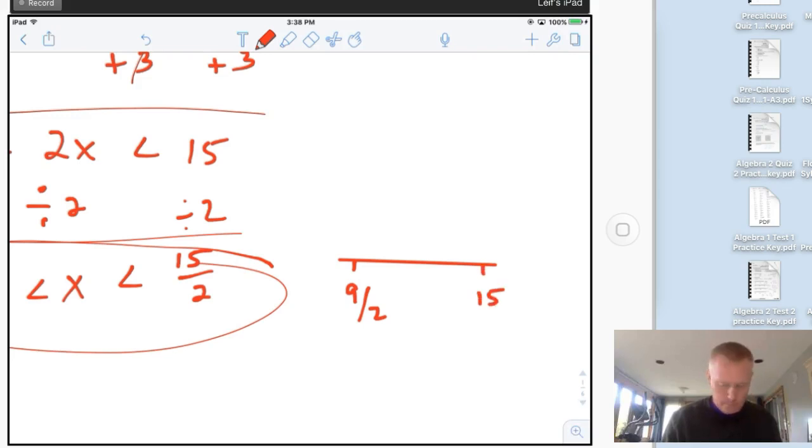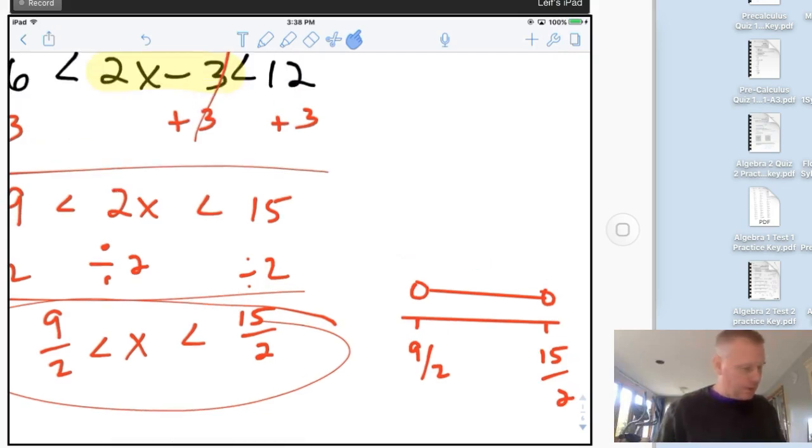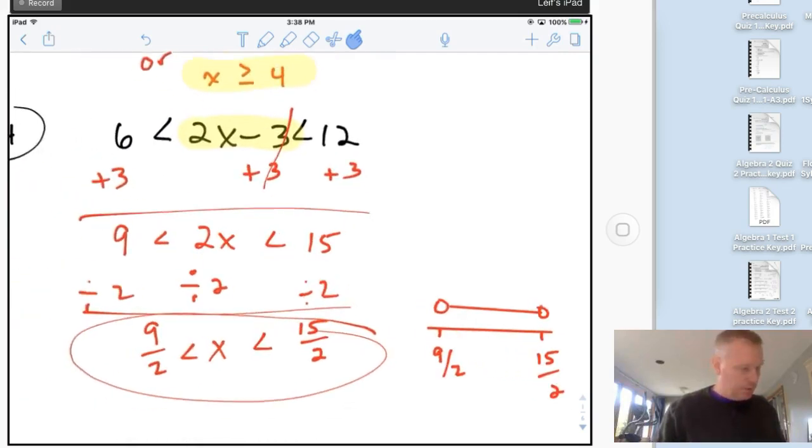Let's see, they both will be open dots. And this is saying that basically x is between those two. It's greater than 9/2 and it's less than 15/2. Okay, so that's what that looks like once you solve it down.